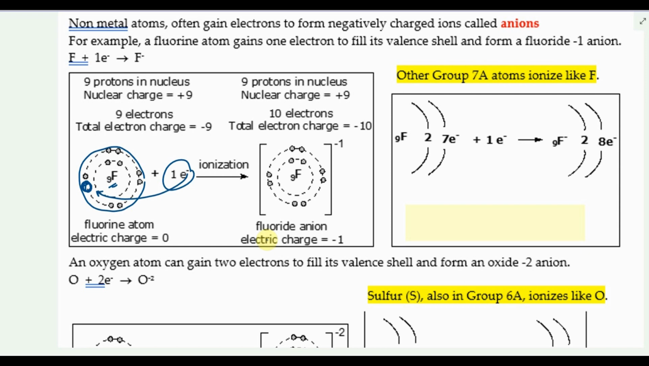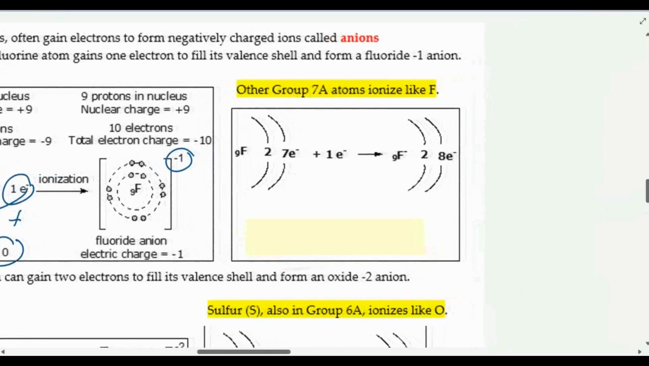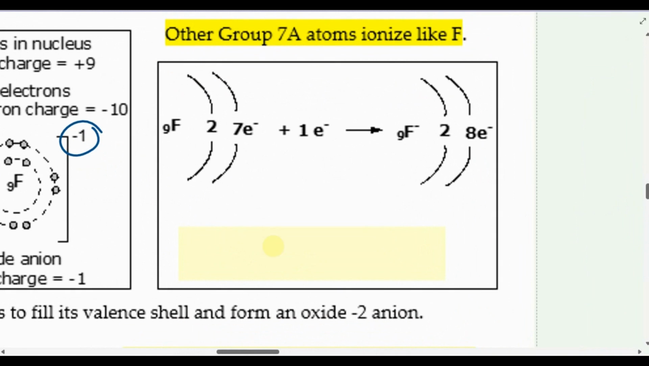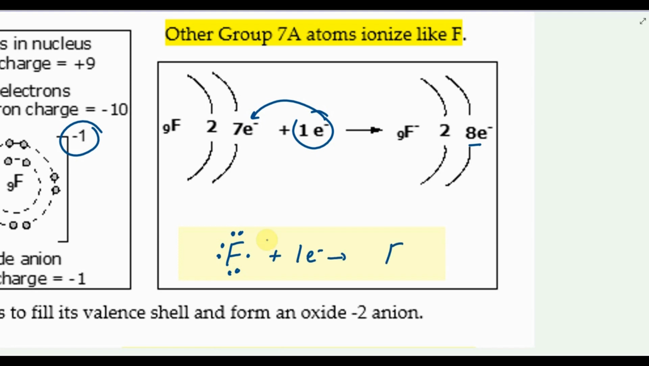Now if it was neutral, if the charge was 0, and it gains 1 negative charge, now it must be -1. Here it is in a simplified Bohr diagram. We add 1 electron to the 7, it now has 8. Let's draw that in the Lewis symbol. I would say fluorine with 7 valence electrons. We add 1 electron, and that'll form a fluoride anion with a charge of -1.